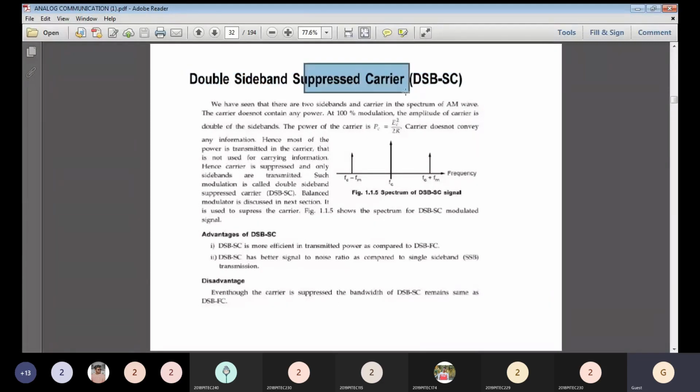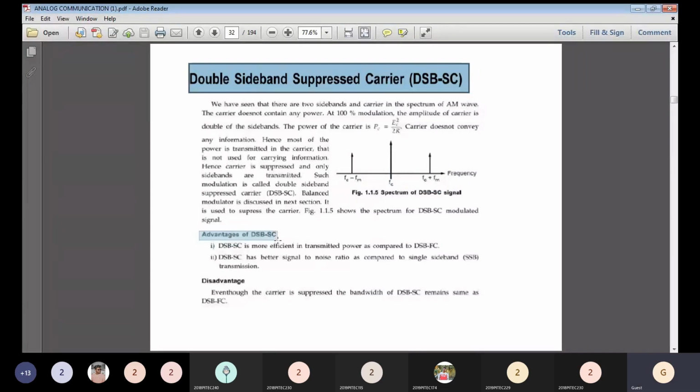The carrier occupies more bandwidth. The carrier consumes more power. So here we are suppressing the carrier. The required sidebands, two sidebands, upper sideband and lower sideband, only the sidebands are transmitted. The carrier is suppressed. This concept is called the double sideband suppressed carrier concept. This is the concept. Already you know very well.